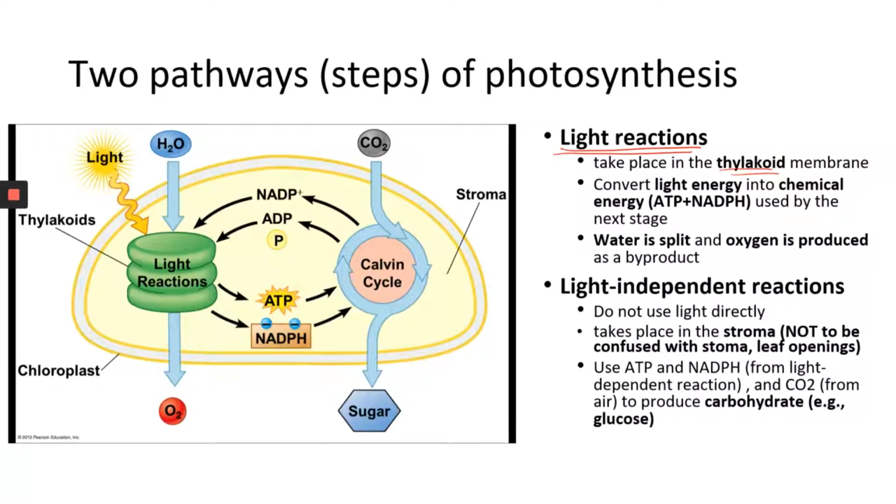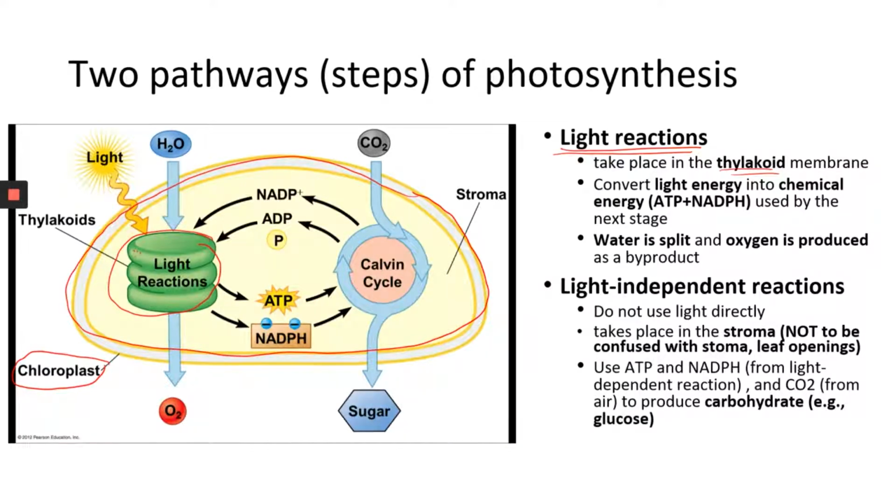Now this whole thing right here is one chloroplast. Remember, that's the cell organelle that photosynthesizes. Inside the chloroplast, there are these stacked disc structures, this green thing. That's called the thylakoids. The thylakoids are membrane-bound structures, so this is going to be the membrane. So the light reactions take place in the membrane of the thylakoids.